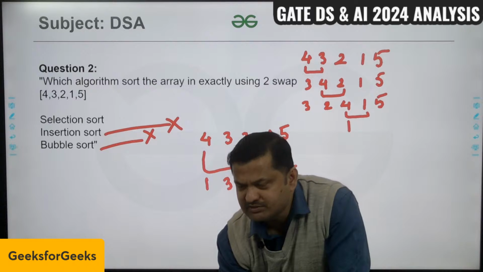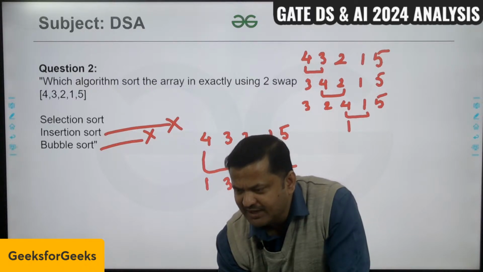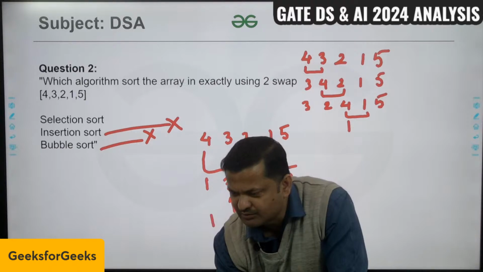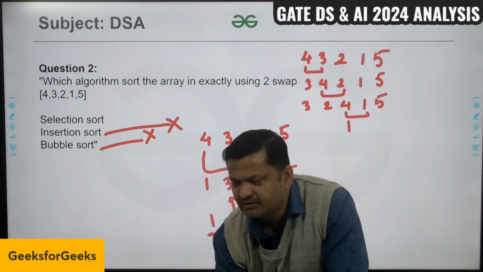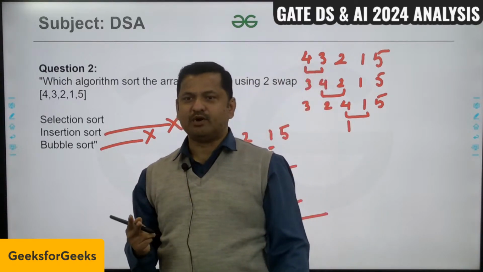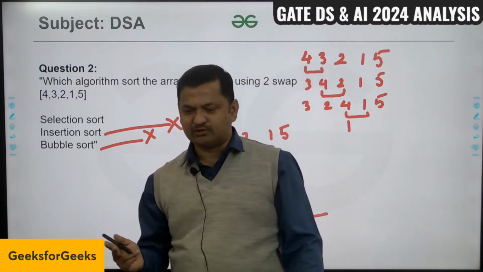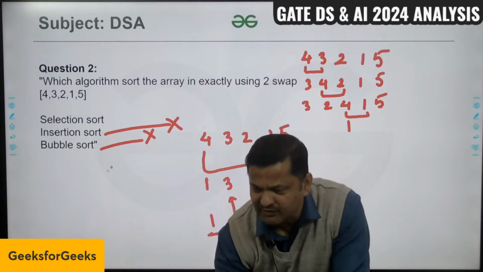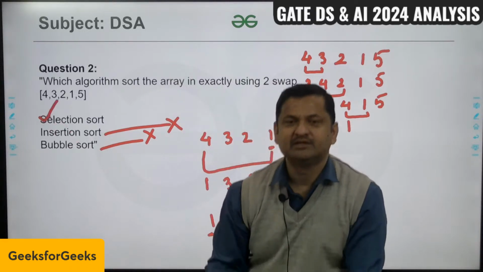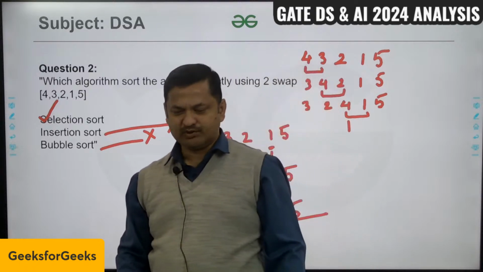So the second minimum is the value 2 and that is supposed to be swapped with the second position element. So this is going to be 1 2 3 4 and 5, and this is the sorted sequence. Therefore exactly 2 swaps are required to sort this particular sequence, and selection sort is definitely the winner for this particular question. So your option must be selection sort.